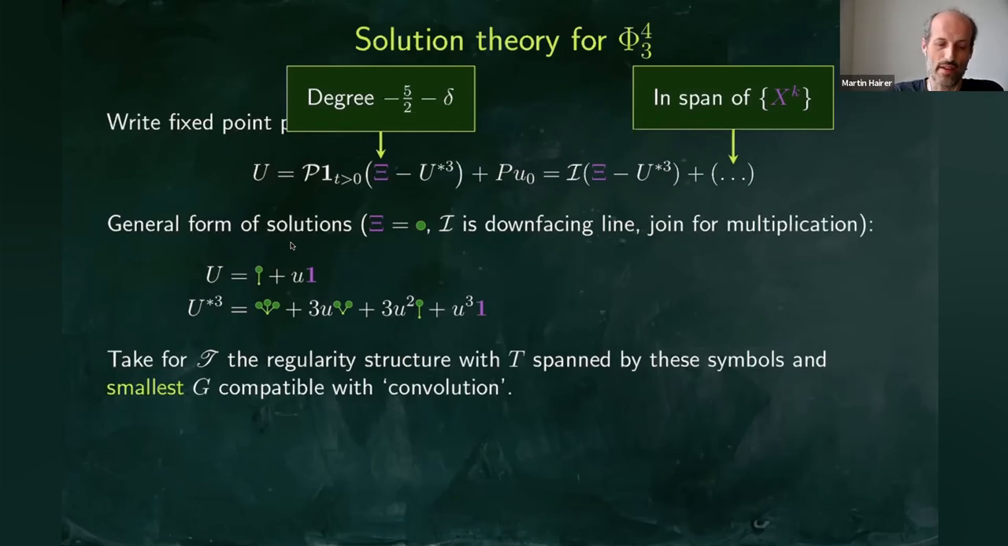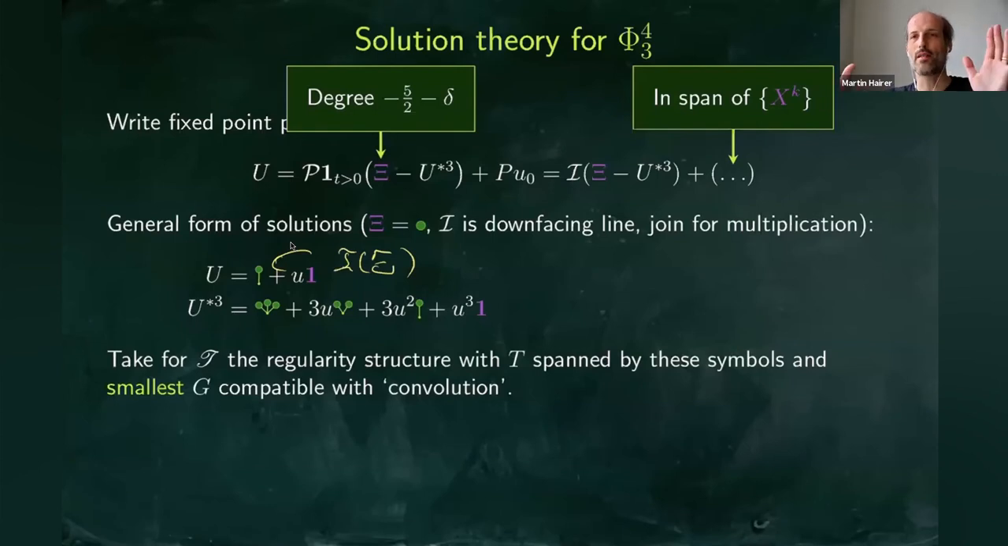So if I graphically represent the noise by just a dot, and I graphically represent applying I by drawing a downward facing line. So for example, this guy here is just graphical notation for I of psi, right? And that's just a new basis vector that I introduced into my regularity structure and that I interpret as being the operator I applied to the basis element psi, right? So in some sense, it's simultaneously also a definition of the linear map I on my regularity structure.